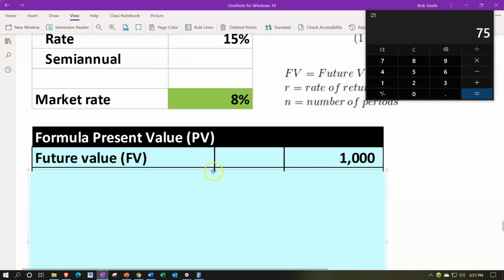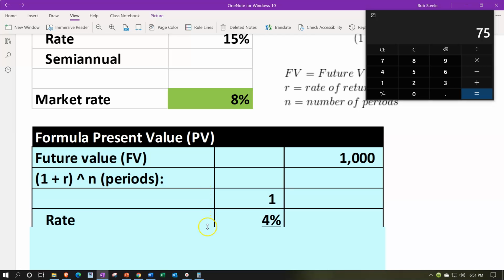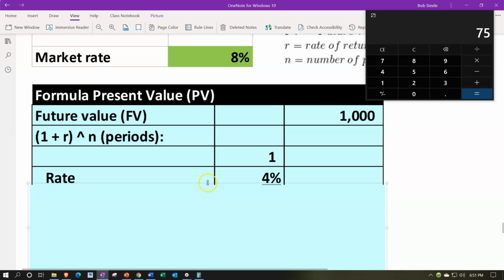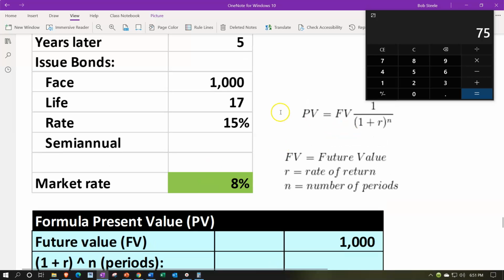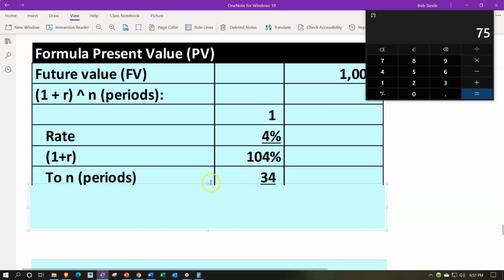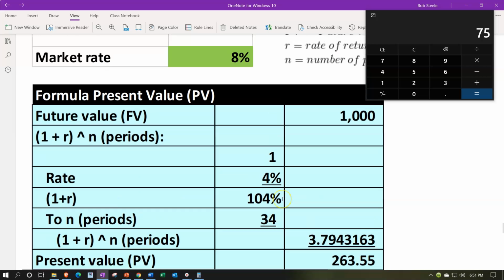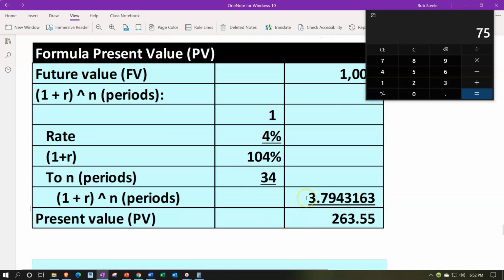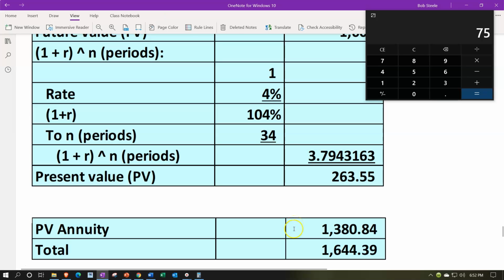Putting that into our table down below, we've got the future value of the 1,000. We've got the 1 plus R to the n, 1, R, 4%, which is the annual 8% divided by 2. 1 plus 4% is 104%. 104% to the number of periods, or n, would be the 17 if in years, but times 2 because semi-annual gives the 34. 104% to the power of 34 is 3.7943163. And if we take the numerator, 1,000, divided by the denominator, 3.7943163, we get the 263.55. That's the present value of that 1,000 amount at maturity.